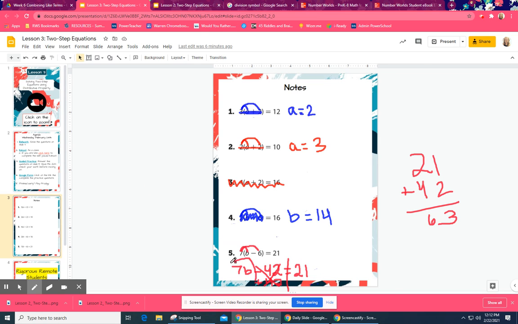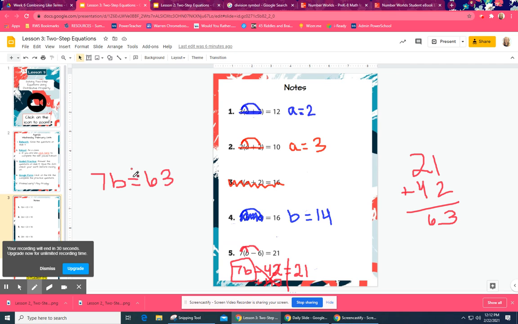Okay, so I still have this chunk left. So I have 7 times b equals 63. All right, now the inverse of multiplying by 7 is to divide. I've now isolated my variable, and 63 divided by 7 would be 9. So b equals 9. All right, that's it for your notes. Go ahead and start on the guided practice.